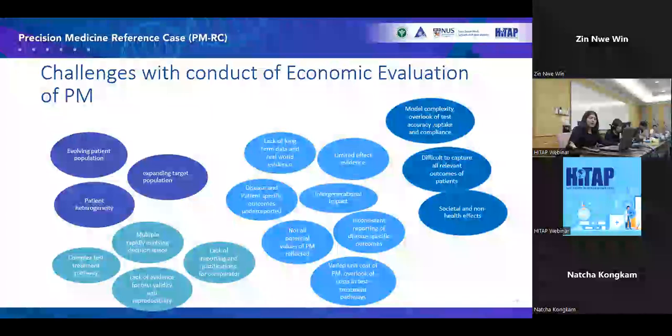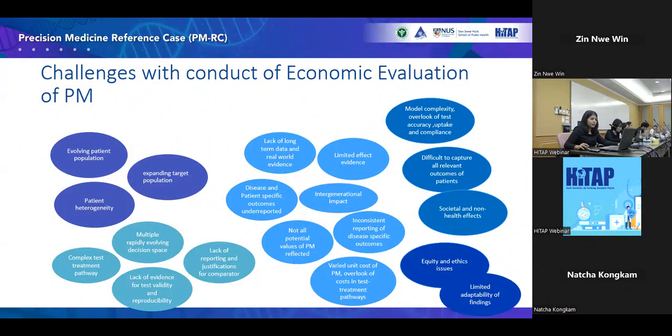When it comes to modeling, although the list can go on and on, some of the challenges that we have found are related to model complexity, wherein the test accuracy and uptake and compliances were overlooked. It is also difficult to capture all the relevant patient outcomes, and sometimes the societal and non-health effects are not measured. Lastly, there are challenges related to equity and ethics, as well as limited adaptability of findings.